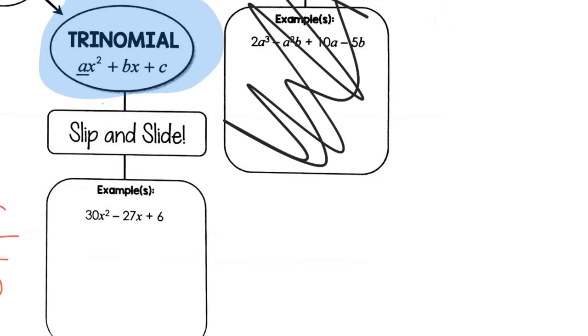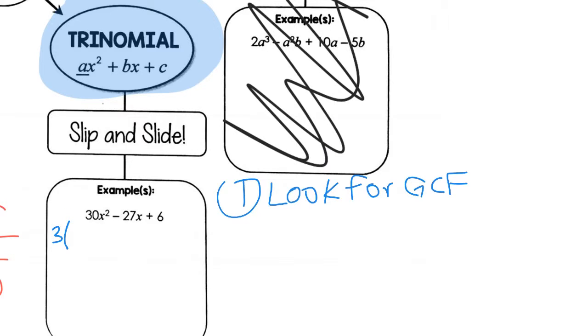So if we look here at this example, 30x squared minus 27x plus 6, the first thing we have to do is look for a GCF. And we did that. Our GCF is actually going to be 3. All right, so I'm left with 10x squared minus 9x plus 2. And I know I did that correctly because what's left on the inside do not share any other factors but 1. So I am now going to factor the inside portion, which is a trinomial, right?